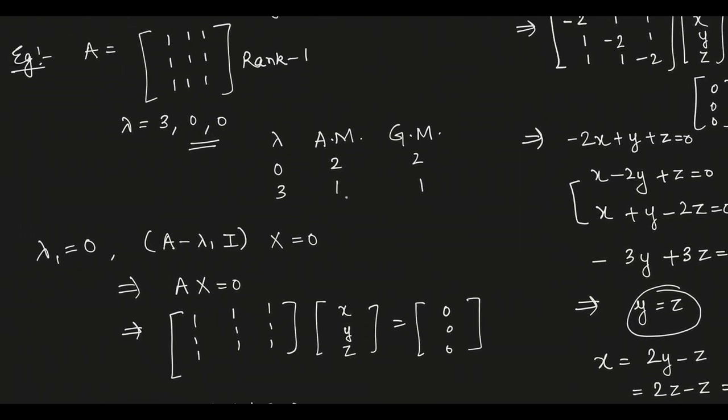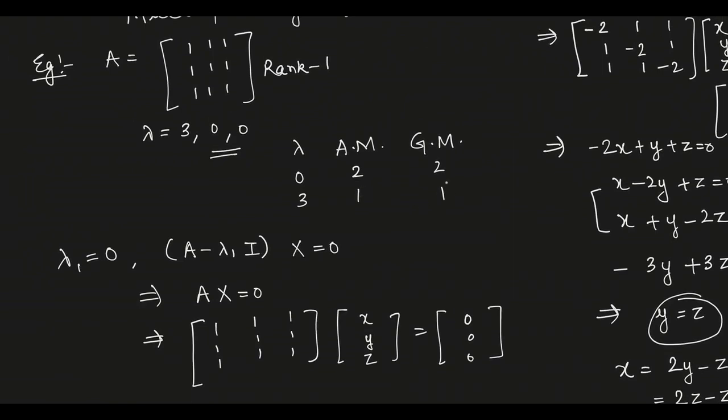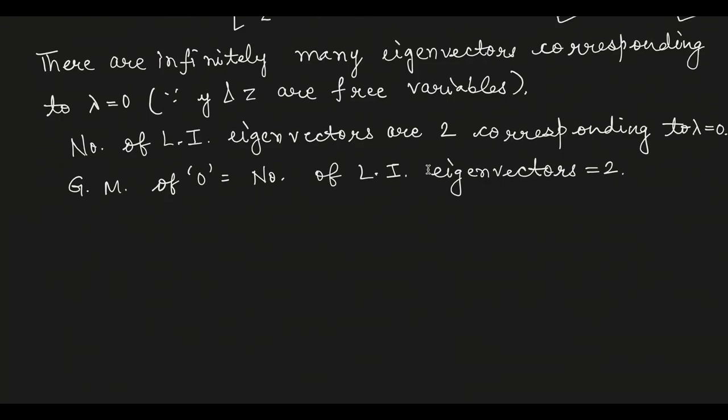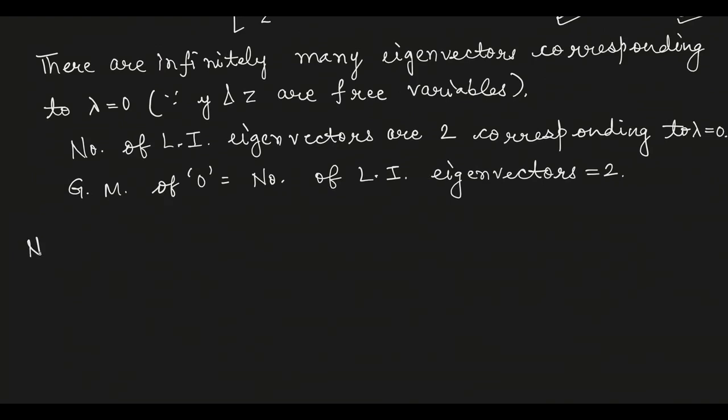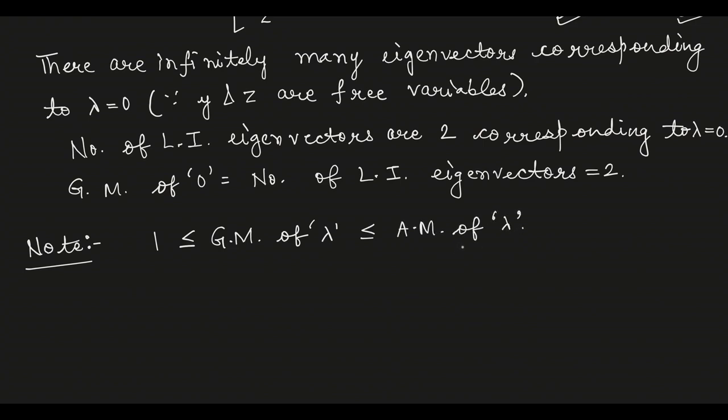So whenever AM is 1, you can directly write GM as 1. No need to find this eigenvector. Okay. One small note: the geometric multiplicity of lambda is always greater than or equal to 1, and GM of lambda is always less than or equal to AM of lambda. That means GM of lambda can never be greater than AM of lambda.